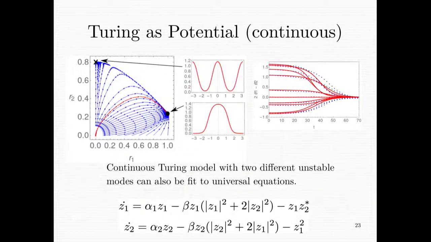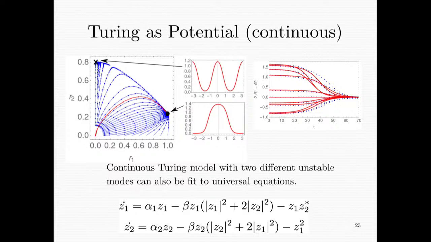Okay, but of course, you might want to add more modes. You don't just want one unstable mode. And it turns out you can add more modes. So here you have something with two modes. And again, the equations turn out to be universal. You can just write down the differential equations for how components for different Fourier modes evolve. And those equations, which are easier to write down in complex space, turn out to be universal.